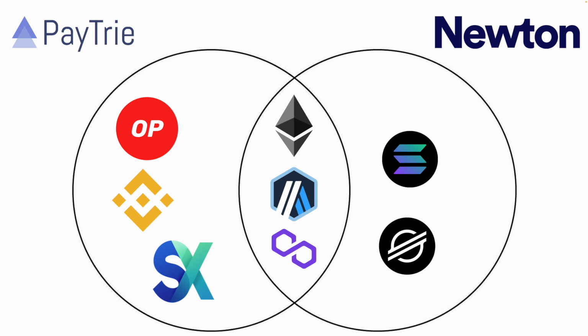Now, if I haven't already confused you enough, there are a couple of more considerations as well. Another consideration is the network that the USDC is on. This matters when sending it off to either PayTrie or Newton to cash out. For example, both PayTrie and Newton accept USDC on Ethereum, Arbitrum, and Polygon. However, only PayTrie accepts USDC on Binance Smart Chain, Optimism, and SX Network. As for Newton, only they accept USDC on Stellar and Solana.